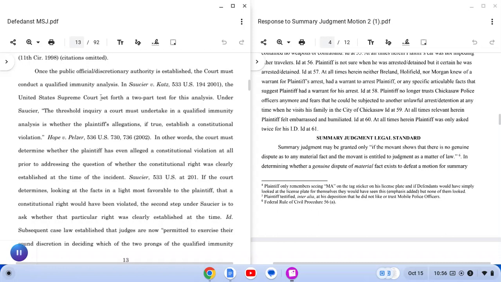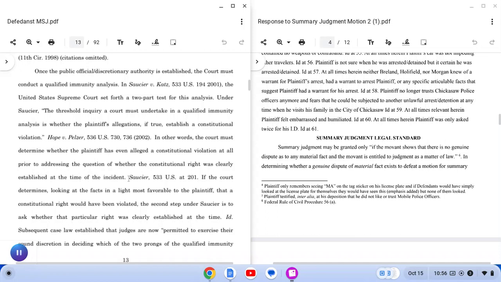The United States Supreme Court sets forth a two-part test for this analysis. Under Saucier, the threshold inquiry a court must undertake in a qualified immunity analysis is whether the plaintiff's allegations, if true, established a constitutional violation. In other words, the court must determine whether the plaintiff has even alleged a constitutional violation at all prior to addressing the question of whether the constitutional right was clearly established at the time of the incident.